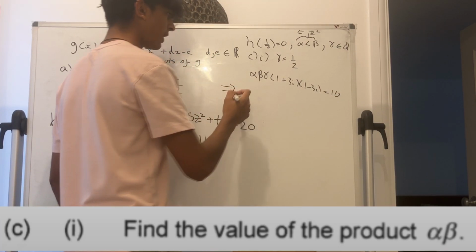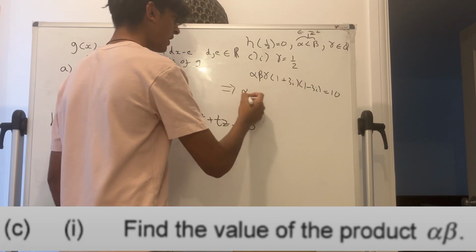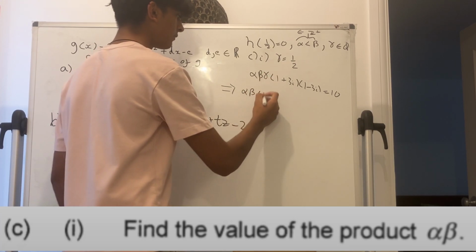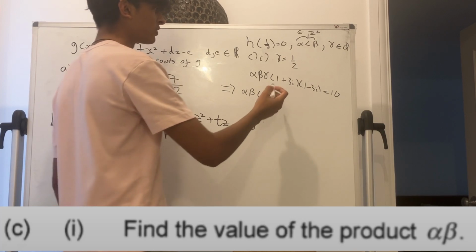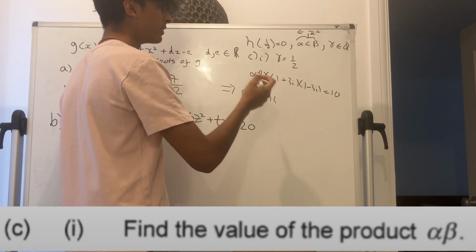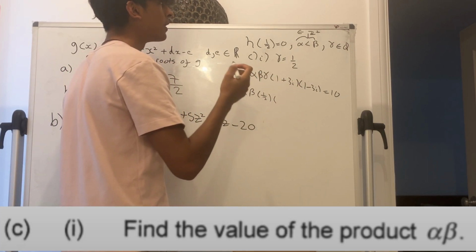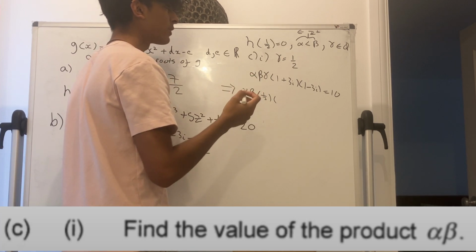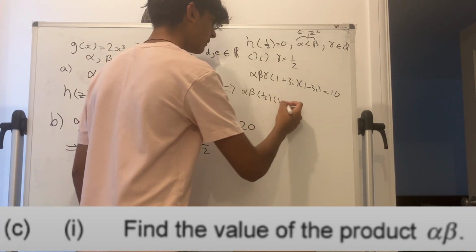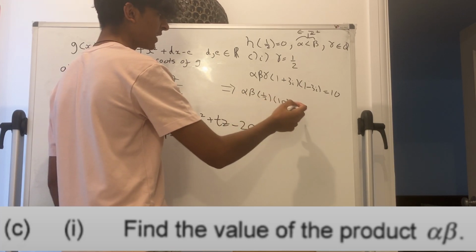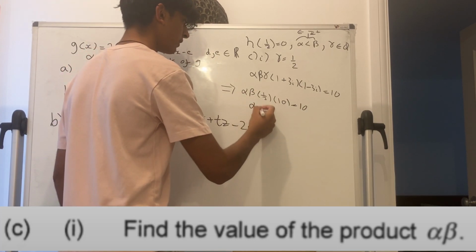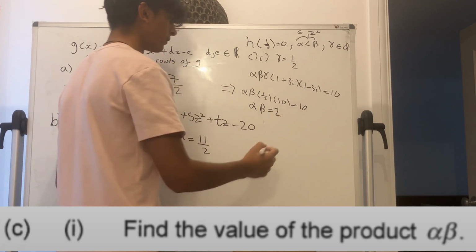And that implies that alpha, beta, we know gamma is a half. 1 plus 3i times 1 minus 3i is going to be 1 squared minus 3i squared, which is 1 minus 3 squared, which is 1 plus 3 squared, which is 10. So alpha beta times 5 is 10, so alpha beta must be equal to 2. Alpha beta is equal to 2.